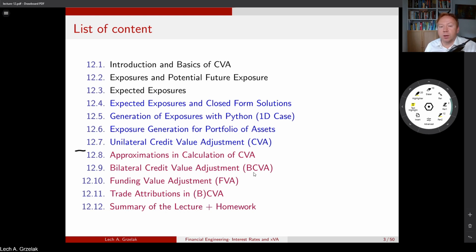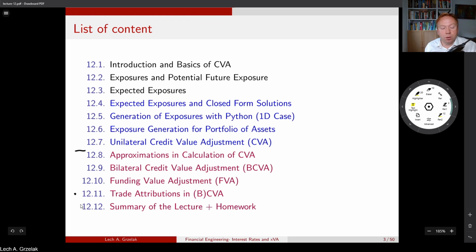In BCVA, in the evaluation of a derivative, we are not only taking into account the possibility that the client may default, but also that we as an institution may default. And this is related to the so-called debt value adjustment, or DVA. In the next point, we will discuss the FVA, so again an application of the calculation of expected positive exposures and expected negative exposures. I will show you a very small extension of CVA and BCVA on how to arrive at the FVA, and we will also discuss the approximations often used in the industry.